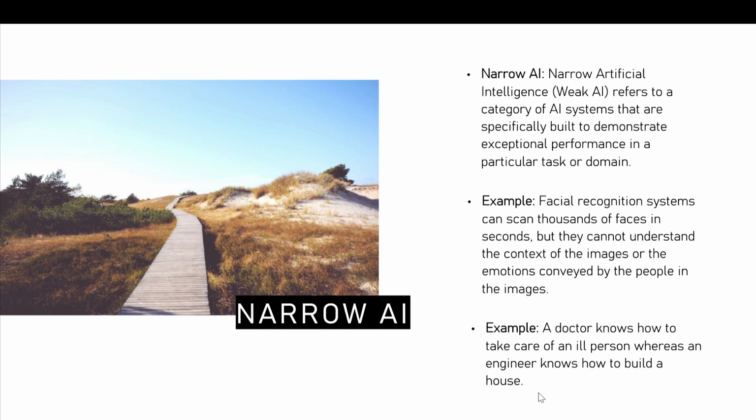So this is the practical example where only a doctor knows how to take care of a person, and only an engineer knows how to build the house. And if we exchange their work, they don't know anything. So this is how narrow AI works in real life. The model is trained to work on a specific task inside its range, but if we expect the model to go beyond the range, then that model doesn't work.